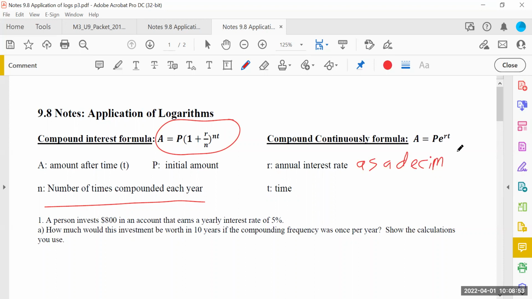How do you spell decimal? E-L-A-L. A-L, thank you. As a decimal.